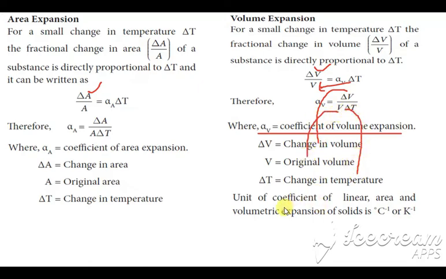All these coefficients have the same unit, which is per degree Celsius or per Kelvin. Okay, per degree Celsius or per Kelvin.